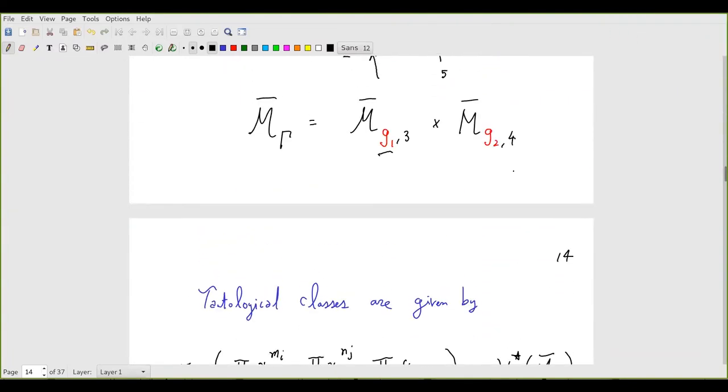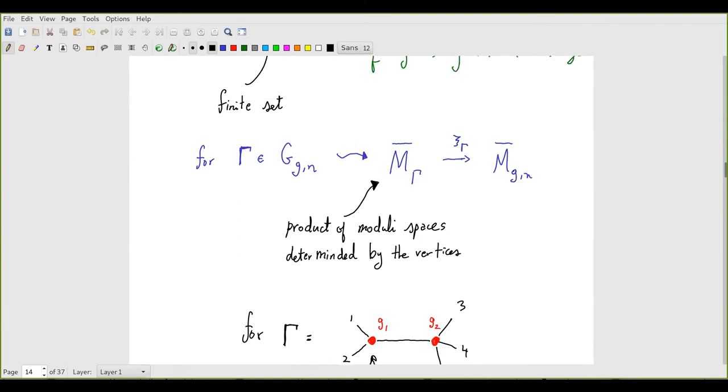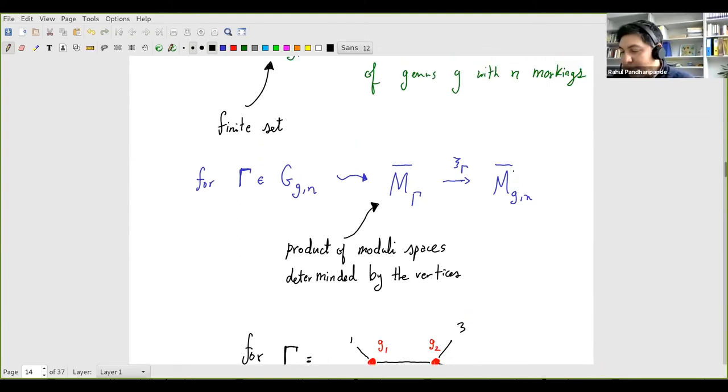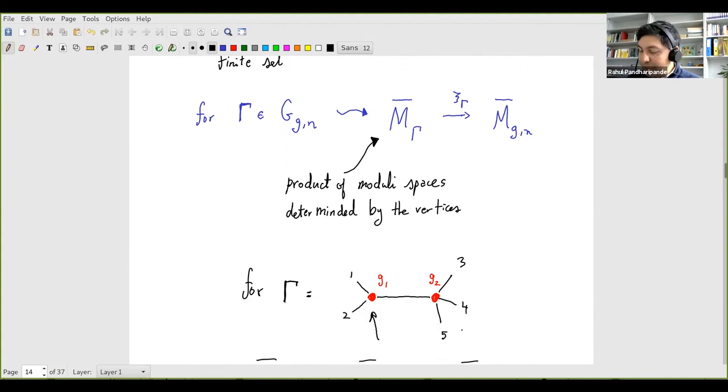But this map Xi_Gamma may not be injective. It may be double covered. For example, consider a graph that looks like this. This graph has a symmetry. Let's make it even simpler for ourselves and just have one edge. This graph has a Z2 symmetry, and it means that this map will be generically 2-to-1.